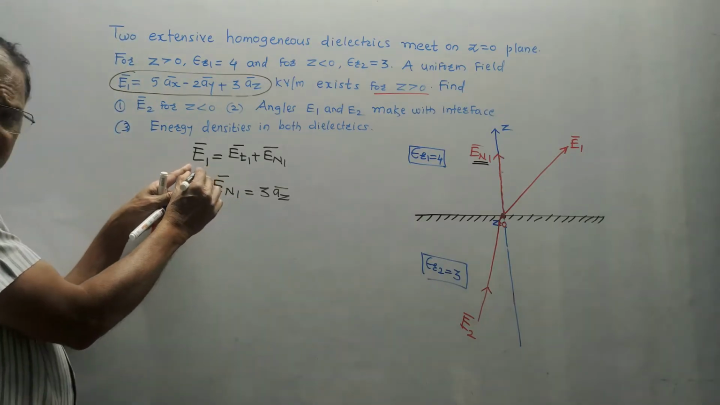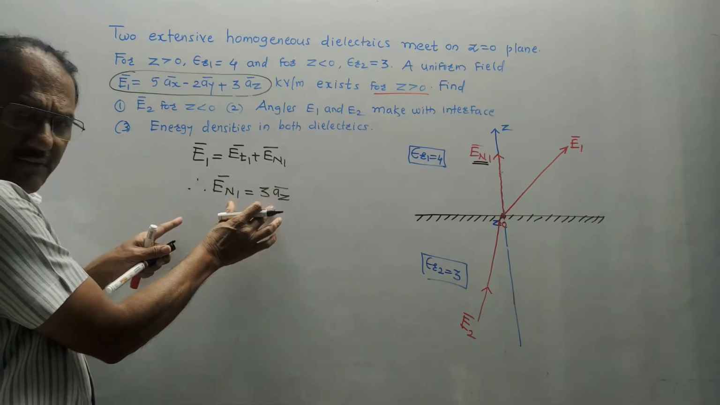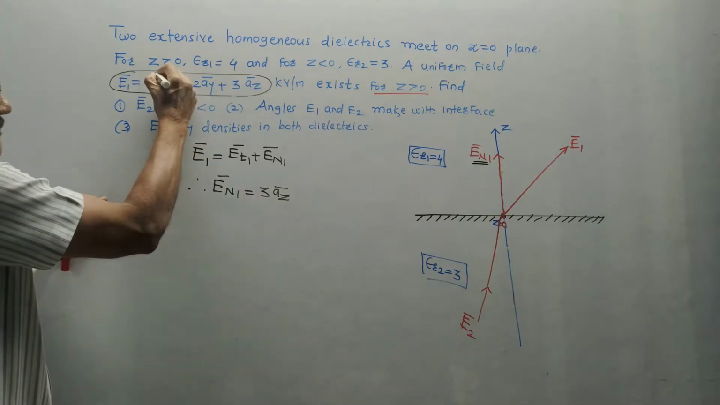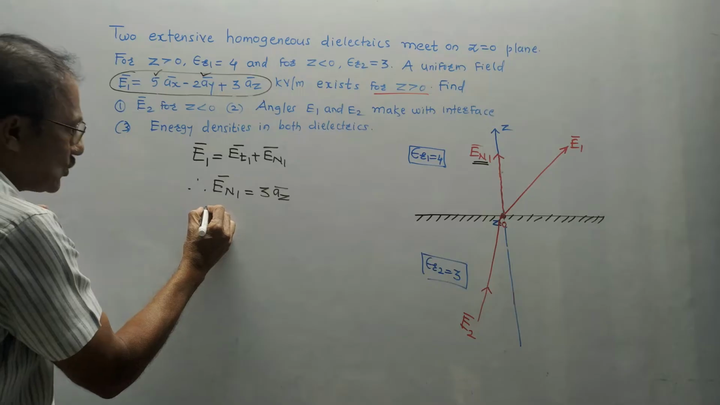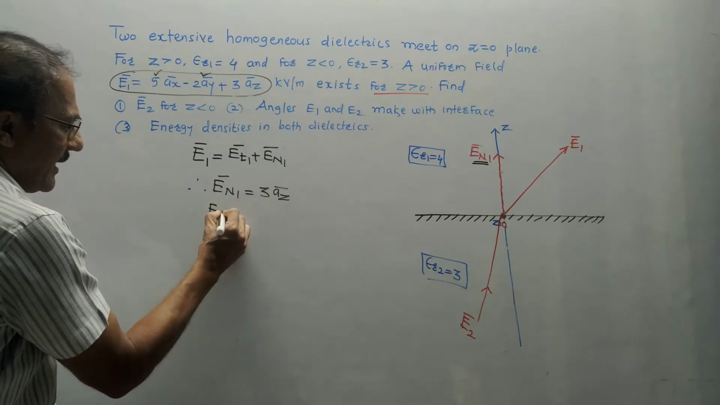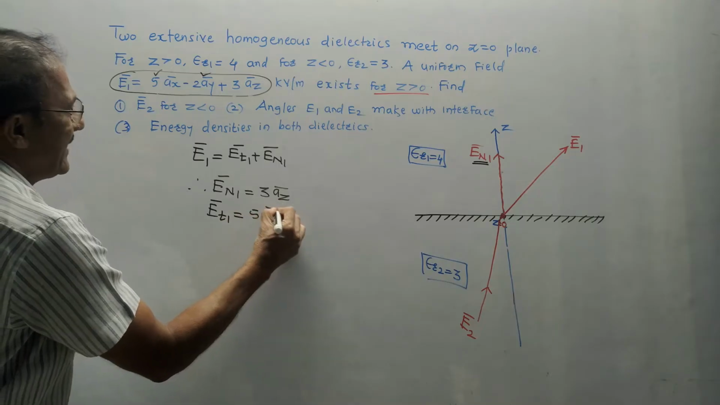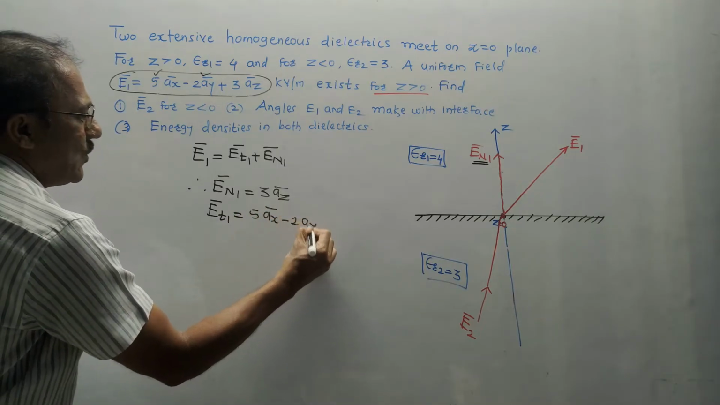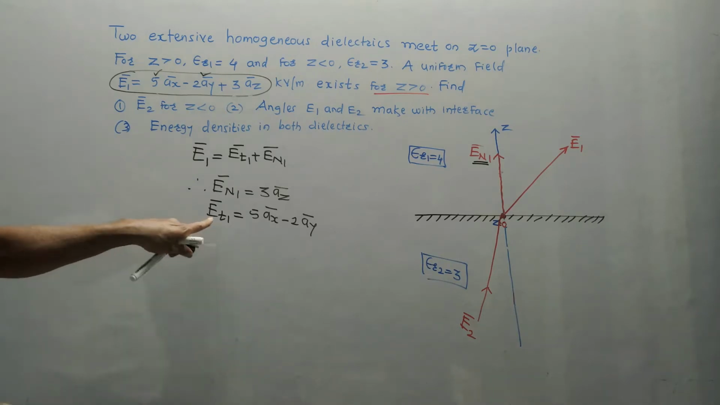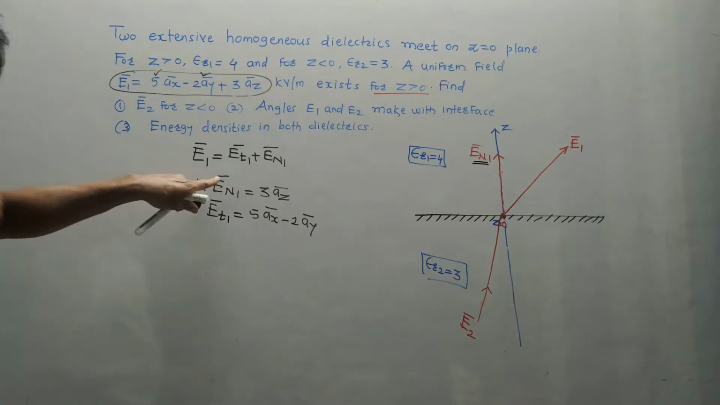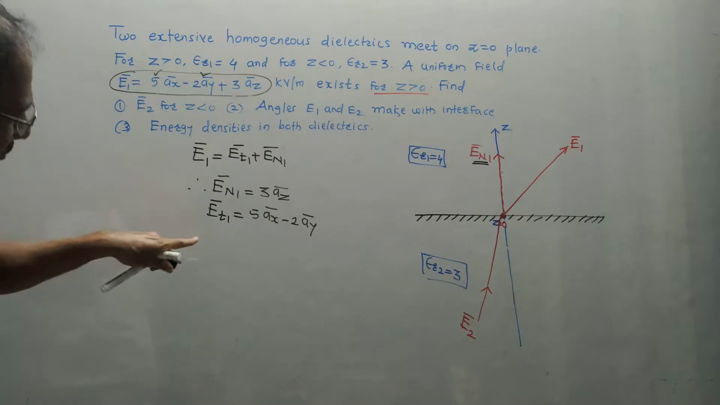Now basic equation is E1 bar is Et1 bar plus En1 bar. I have written the expression of En1 bar. Naturally, it indicates that remaining two components are related to tangential component. So, from the given equation, I can directly write Et1 bar is equals to 5ax bar minus 2ay bar. This is the tangential component of electric field, that is E1 bar. So, I have written expressions of En1 and Et1 bar. These are normal and tangential component.